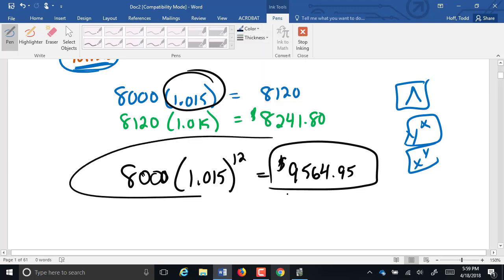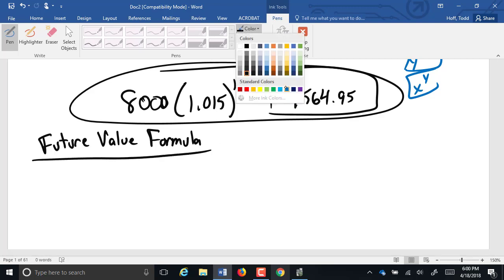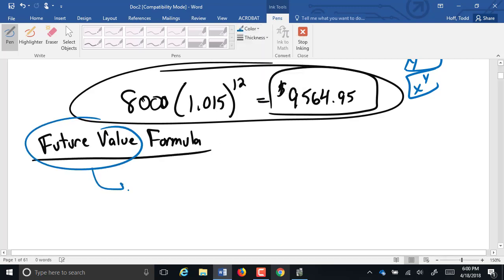Let's take a look at where this really comes from. This is the future value formula. Remember, future value is the amount you'll have at the end of the term.